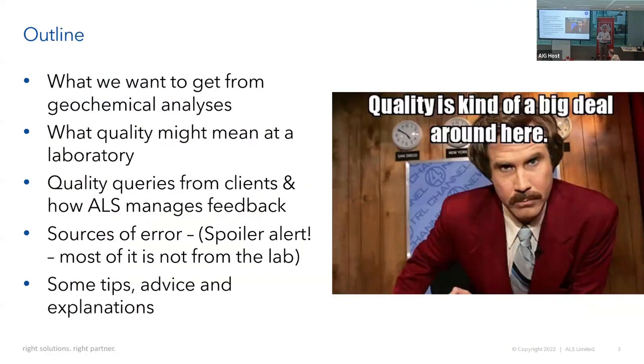As an outline of what I'm going to go through today, I'm going to try and avoid the use of too many equations and graphs and tables and things like that. And I'm going to basically use some low quality memes as a bit of a crutch as well. I'm going to touch on what geoscientists need and want to get from geochemical analyses. I'm going to touch on what quality might actually mean at a laboratory. I'll talk about some example quality queries from clients and how ALS manages quality feedback. We'll have a look at some sources of error.